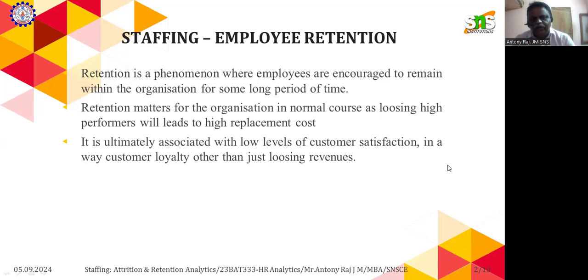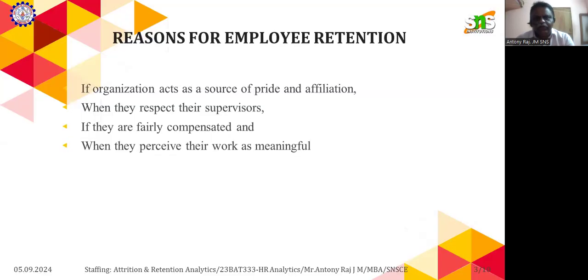Losing employees also leads to a low level of customer satisfaction, because the top performers especially create a very good perception about the organization. Employee retention also affects your customer satisfaction, and in fact it affects your customer loyalty, which directly impacts your revenues. So this is such a very impactful scenario.